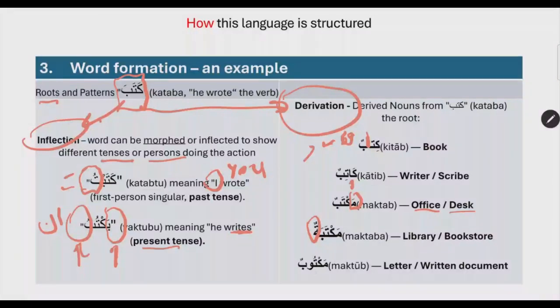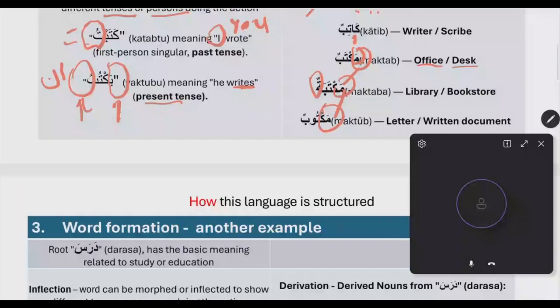So if you look at these derivatives, you sometimes have the actual three-letter verb, kataba, and sometimes an alif inside at different positions, or you can have the meem in front, like in these three here, which shows us a place or the thing that has to do with the verb kataba itself. So let's look at another example.